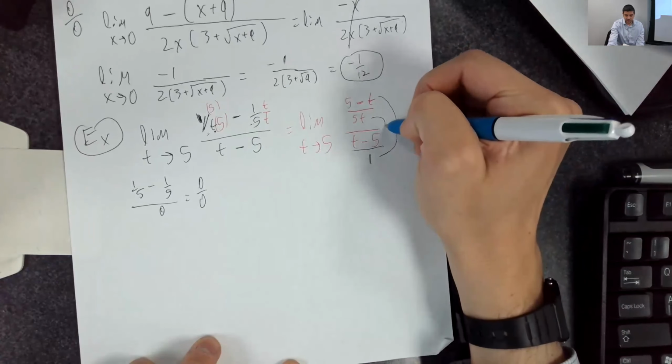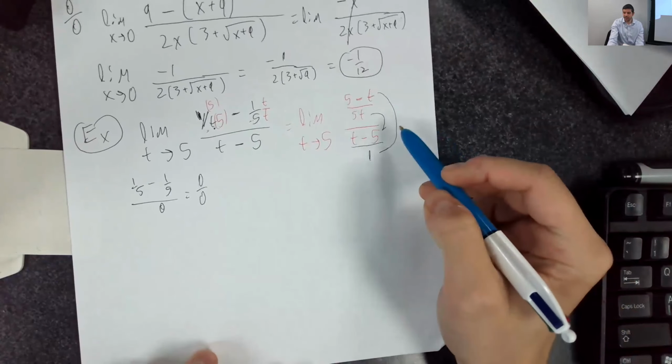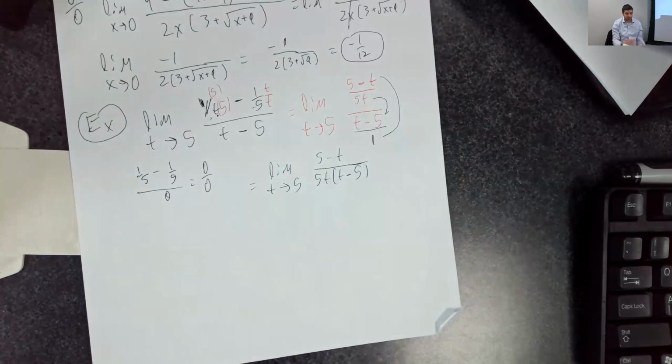So here's a little trick from algebra. When you divide by a fraction, it's like multiplying by the reciprocal. So that's the same thing as the limit as t goes to 5 of 5 minus t times 1, divided by 5t times t minus 5. Remember, a fraction divided by a fraction can be combined into one fraction. Another algebra trick.